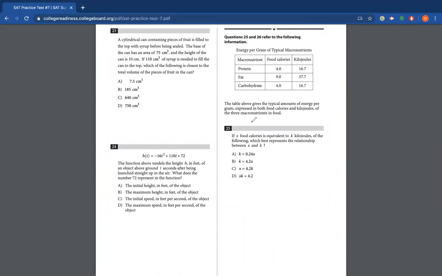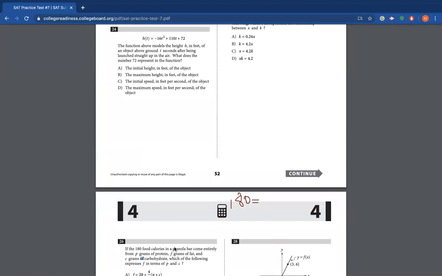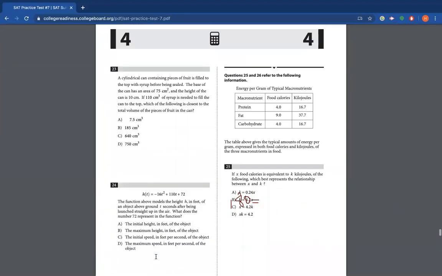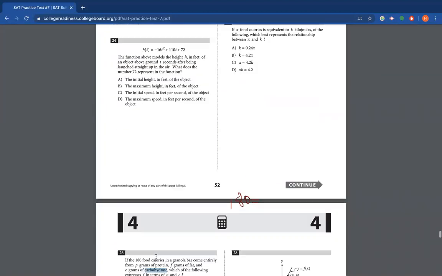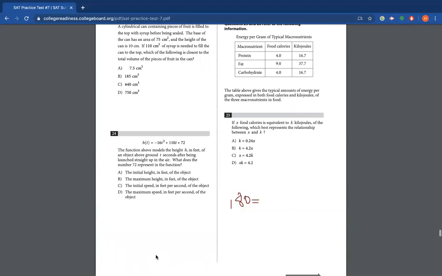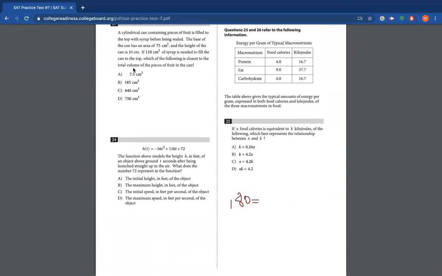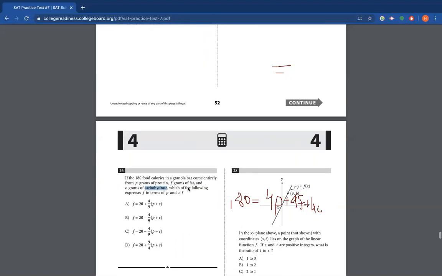So 180 equals, because it comes entirely from those, 4P, 4 per gram of protein, plus 9F, for the fat, and 4C, for carbohydrates. We have to solve for F.